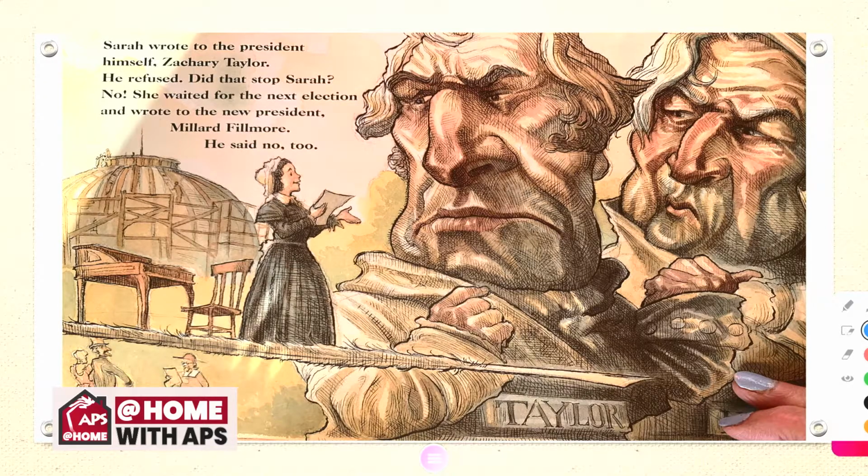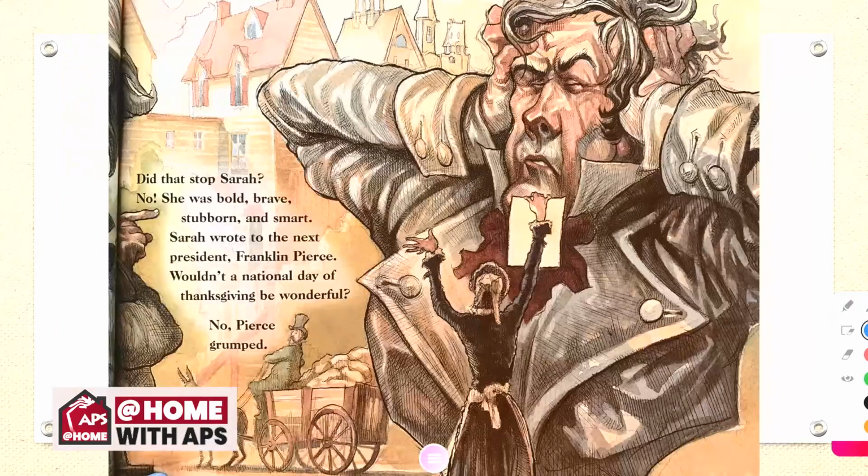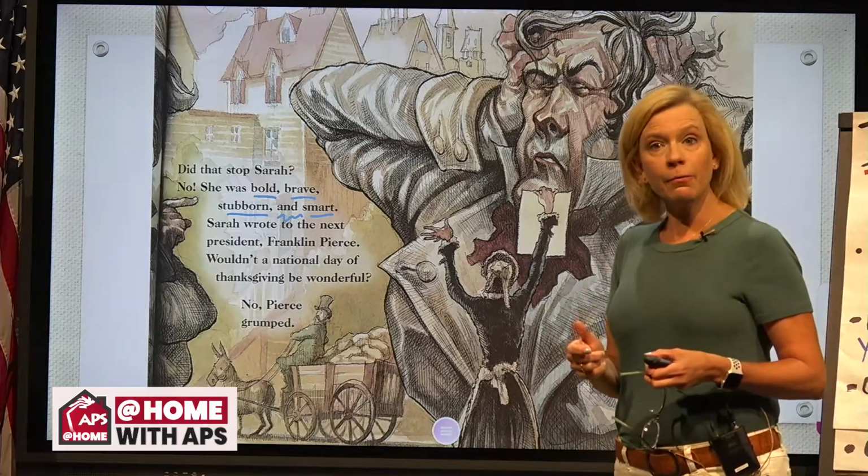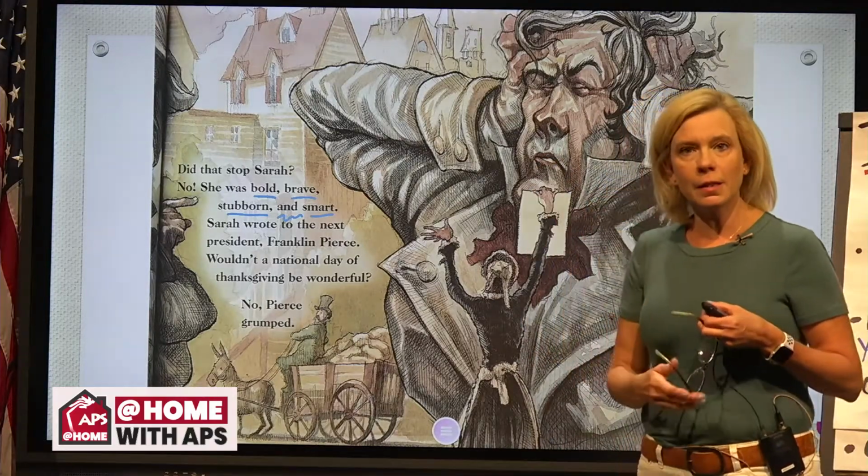Something I want to point out as a device that this author continues to use is she keeps making a repeat list, right? She keeps saying, bold, brave, stubborn, and smart. Bold, brave, stubborn, smart, with our and in the middle. Comma, comma, comma. But repeating that phrase really makes it stick in our mind.